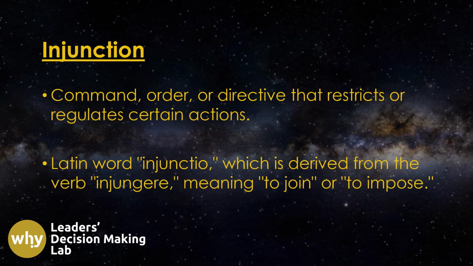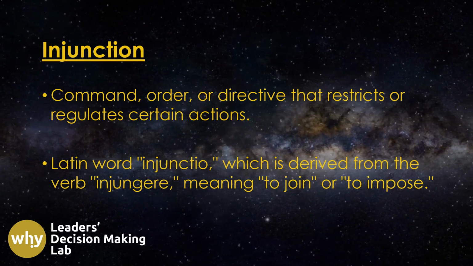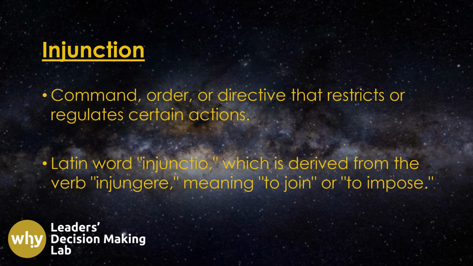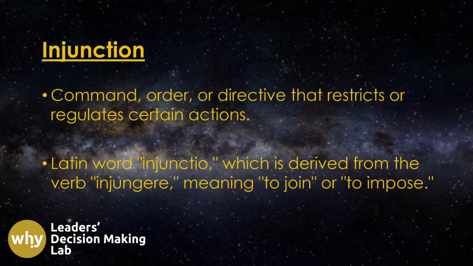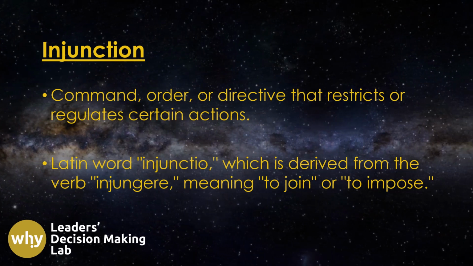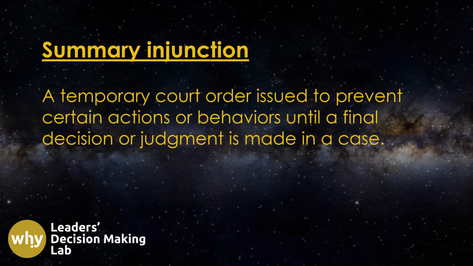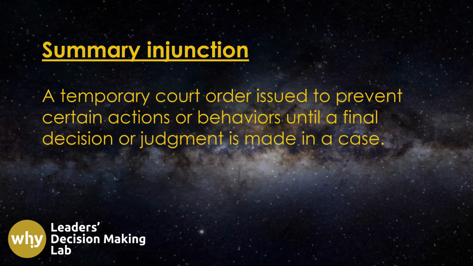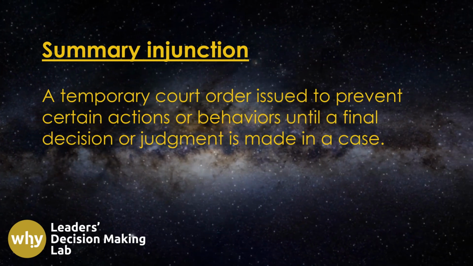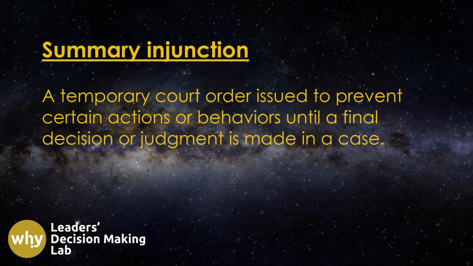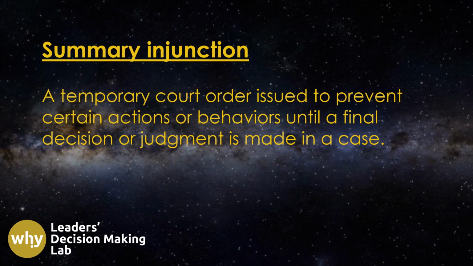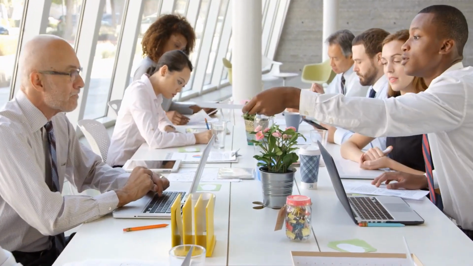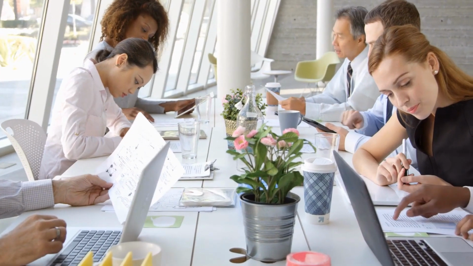The term injunctive norm originates from the concept injunction, which refers to a command, order, or directive that restricts or regulates certain action. Injunction comes from the Latin word injunctio, which is derived from a verb meaning to join or to impose. In legal context, a summary injunction means a temporary court order issued to prevent certain actions or behaviors until a final decision or judgment is made in a case. It is a legal remedy used to maintain the status quo or protect the rights of parties involved in a legal dispute. In the context of social norms, an injunctive norm represents the perceived social approval or disapproval associated with a particular behavior.